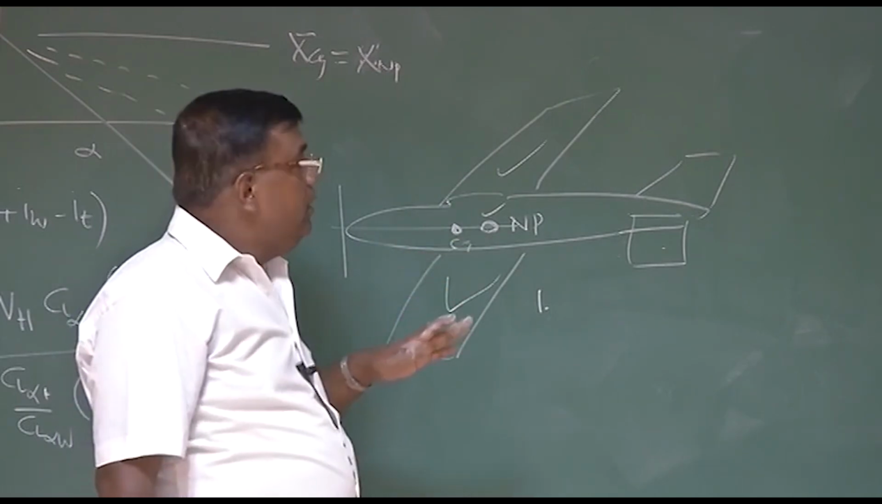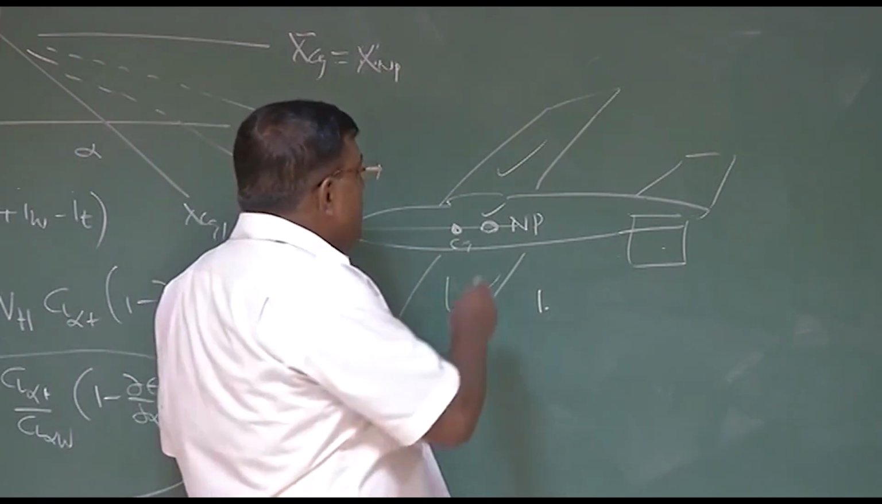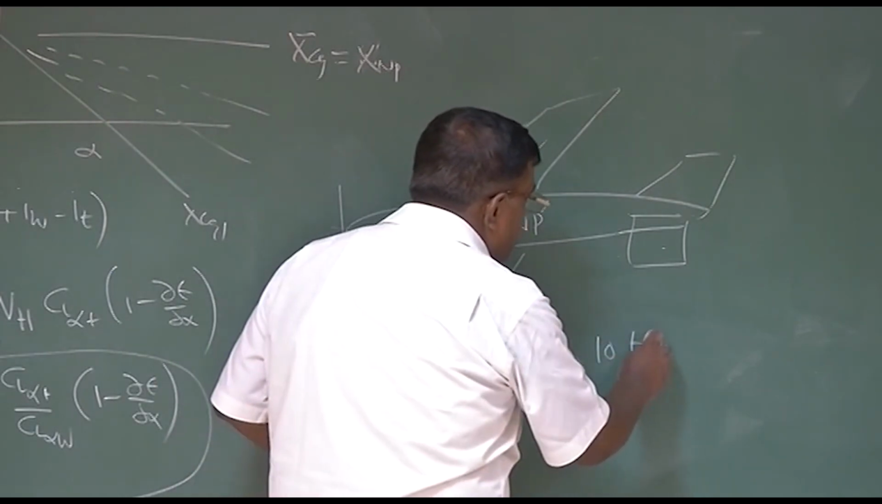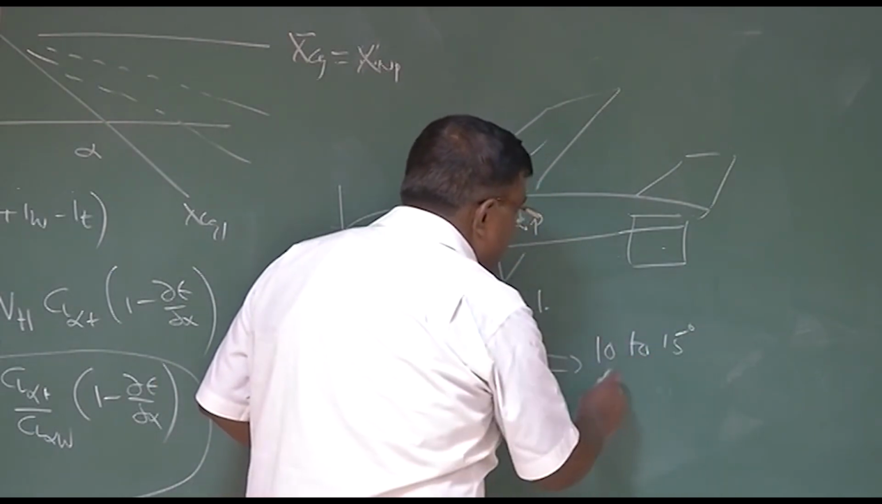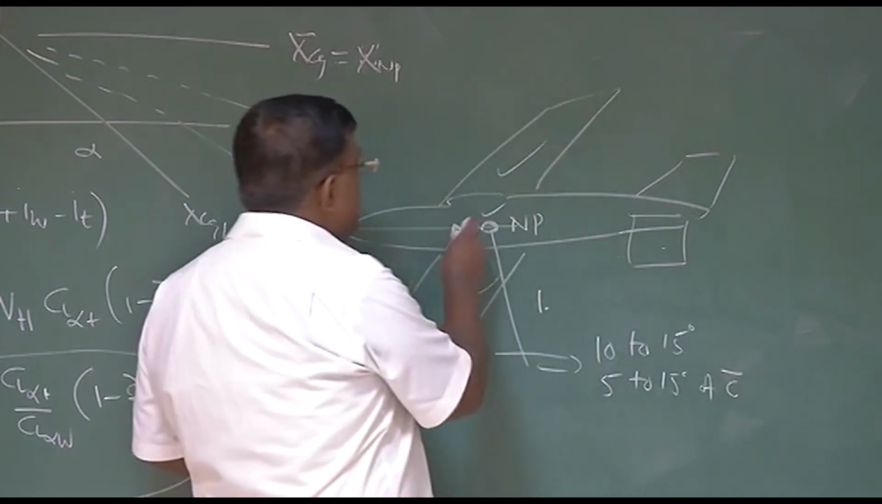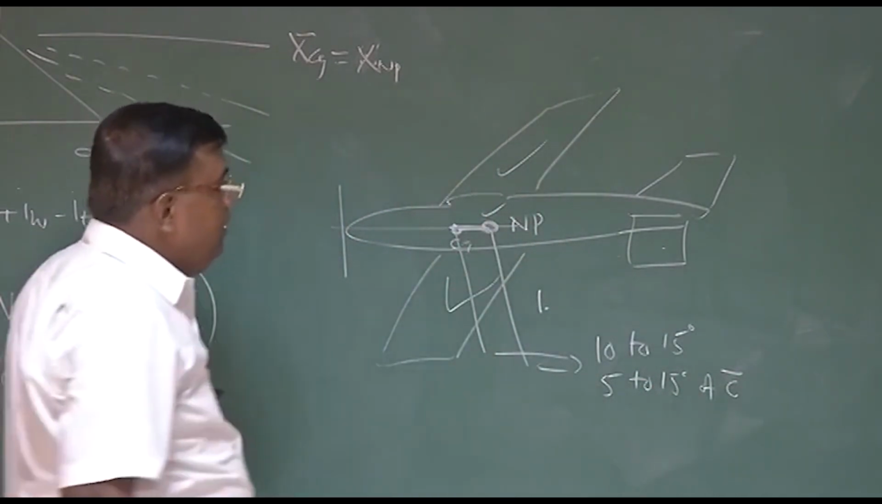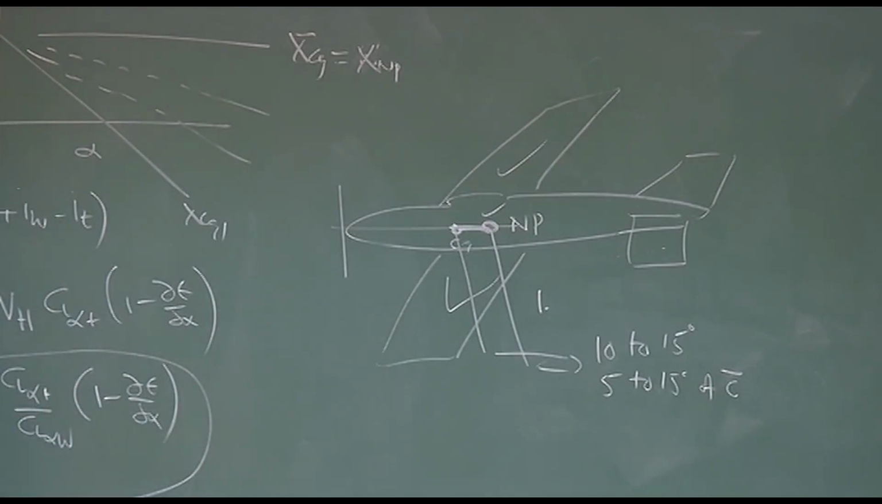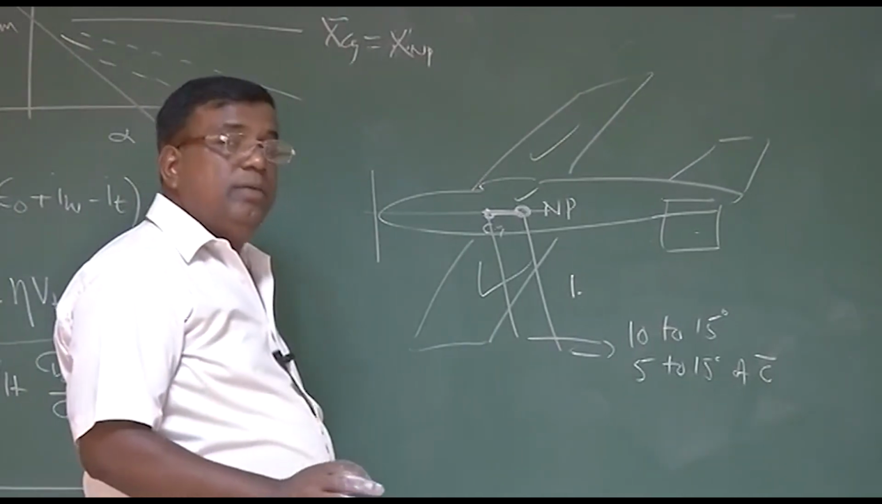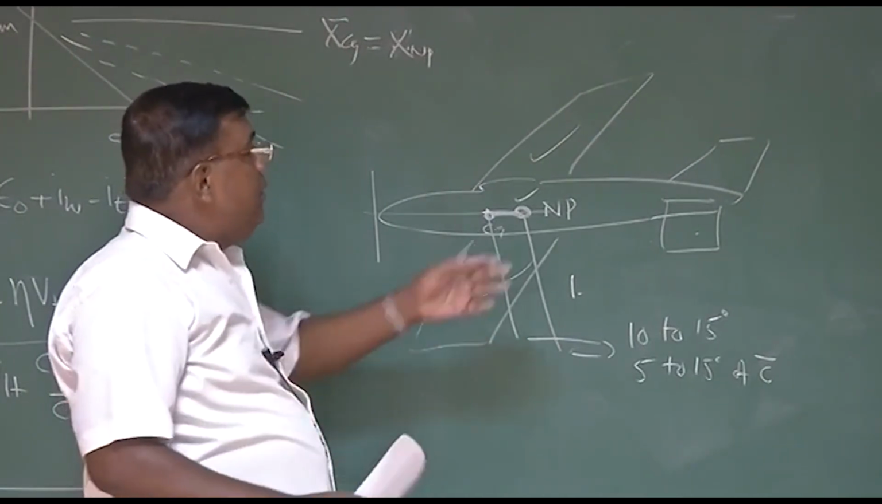You don't want that. So typically you will say, I want this separation to be 10 to 15% or maybe 5 to 15% of C bar. That this distance is typically 5 to 15% of the mean aerodynamic chord. And that's a quite good stability margin, and you can have your controls applied comfortably. So that is the concept of neutral point.